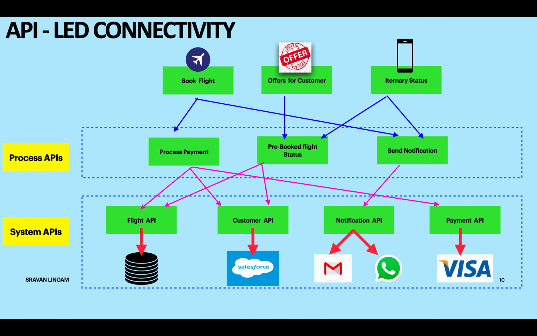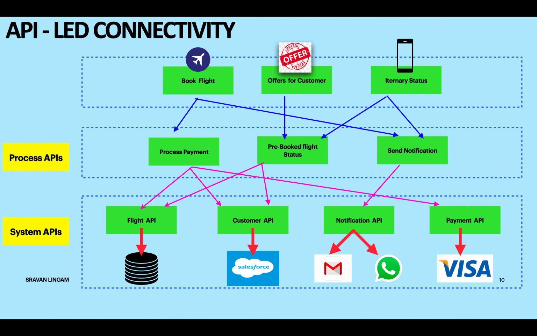And for itinerary status, you just need to see what is the previous flight you have booked and send the notification. That's it. And all these top layers are called experience APIs. So it might be difficult for you to understand, but try to understand in an easier manner. Now imagine this, I told you experience APIs are exposed to customers or clients.